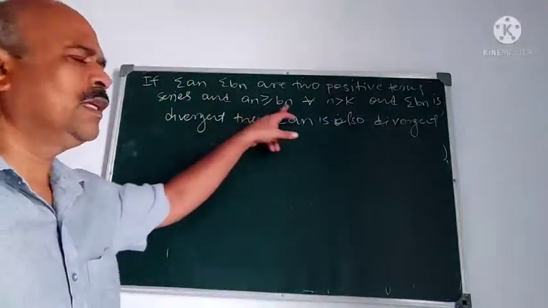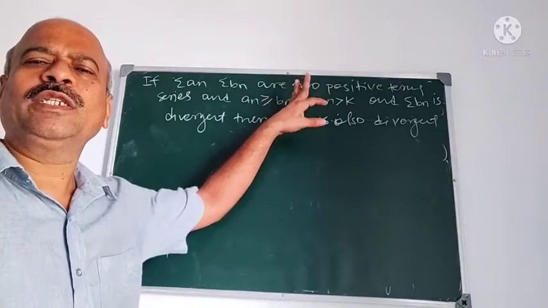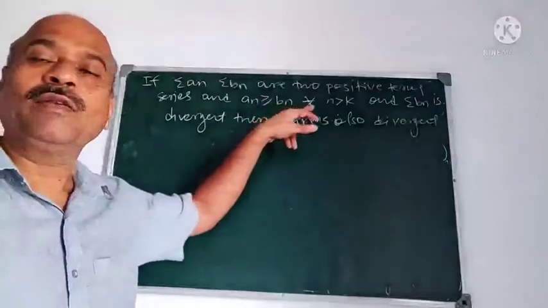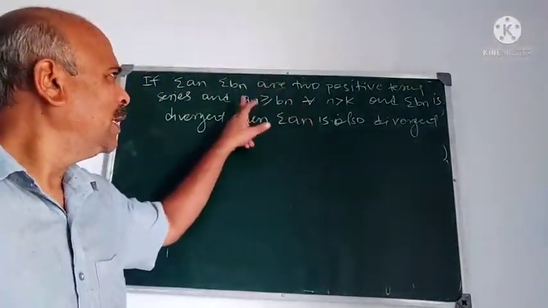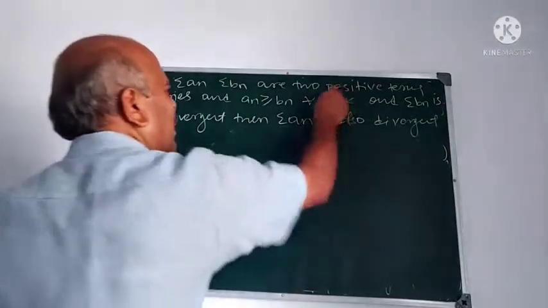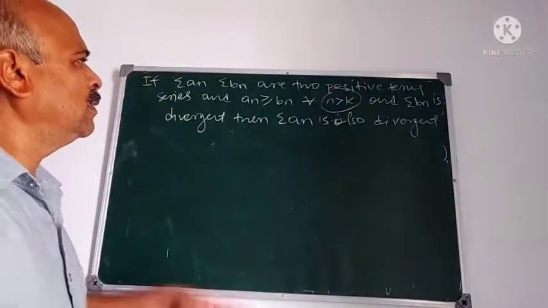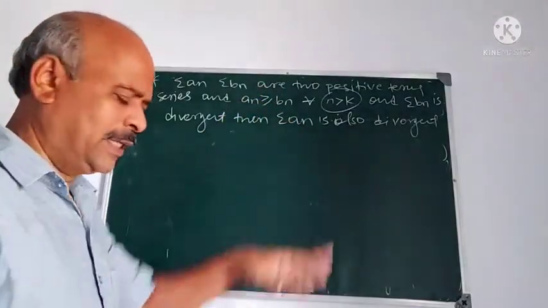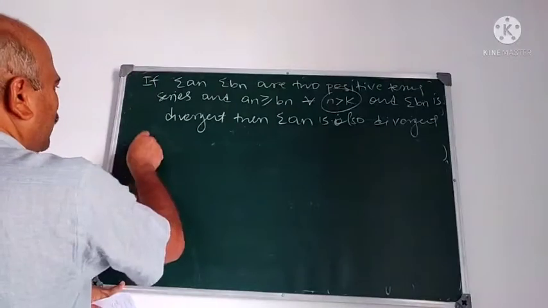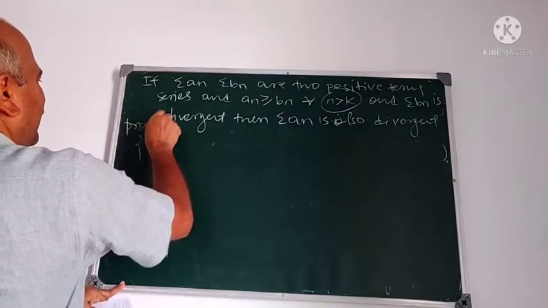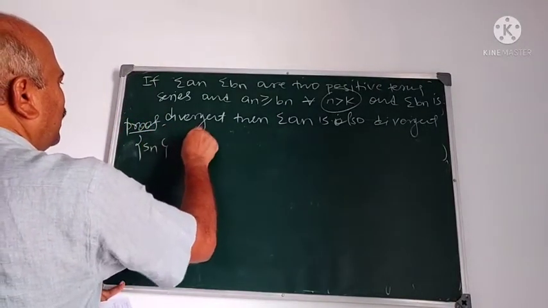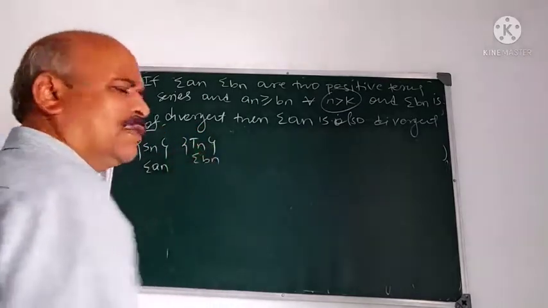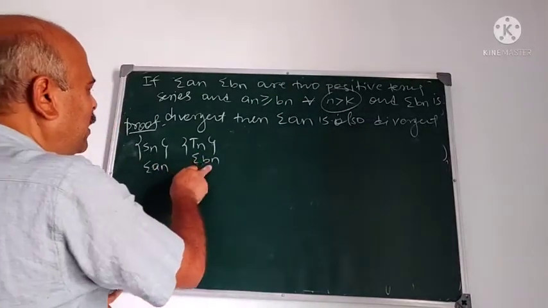The first theorem was: an less than or equal to bn and sigma bn convergent, then sigma an also convergent. Now an greater than or equal to bn for all n greater than k, and sigma bn is divergent, then sigma an is also divergent. Understand this? The proof is again like the previous one. Proof of this: first we take Sn and Tn to be the sequences of partial sums of sigma an and sigma bn.